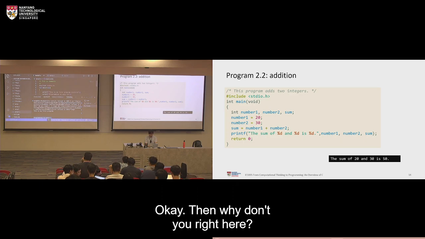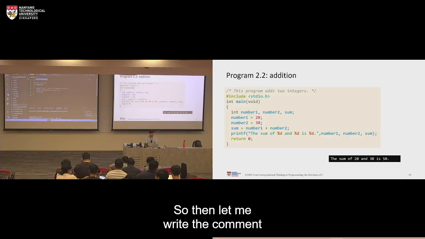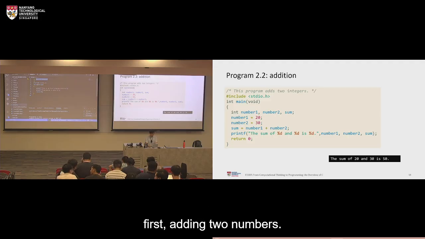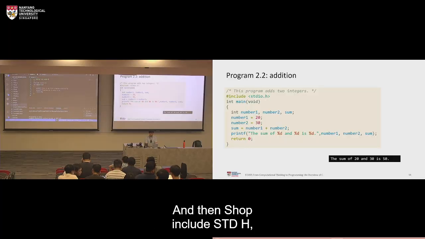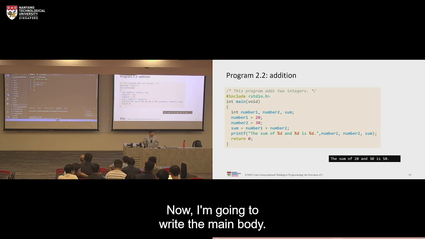Okay, then why don't we write here? So, okay, then let me write the comment first. Adding two numbers. And then, #include <stdio.h>, then int main(void), then use curly brackets. Then now, I'm going to write the main body.